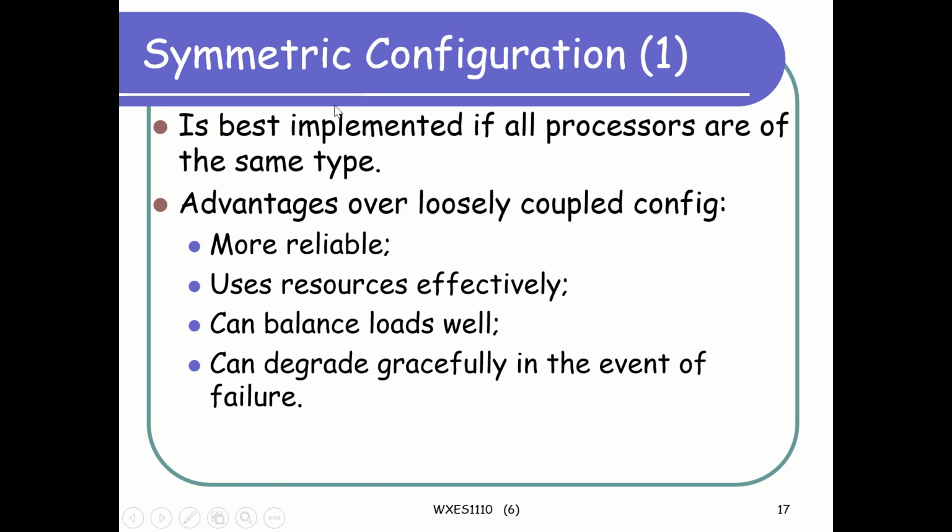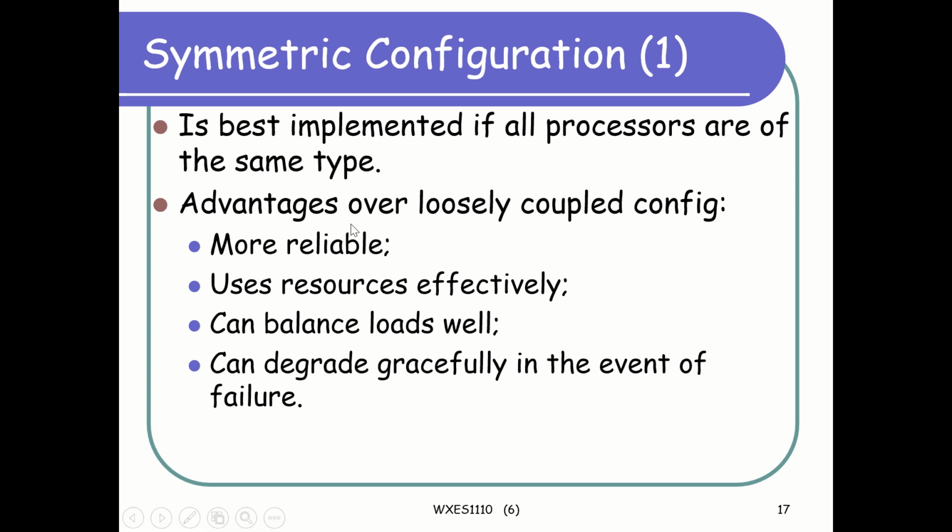The third configuration is the symmetric configuration. It is best implemented if all processors are of the same type, meaning, let's say, all the processors are Intel Core 10, with the same OS, Windows 10 or Linux. Basically they are duplicates of each other. The advantage over the loosely coupled configuration is that it is more reliable, uses resources effectively, can balance loads very well, and can degrade gracefully in the event of failure.